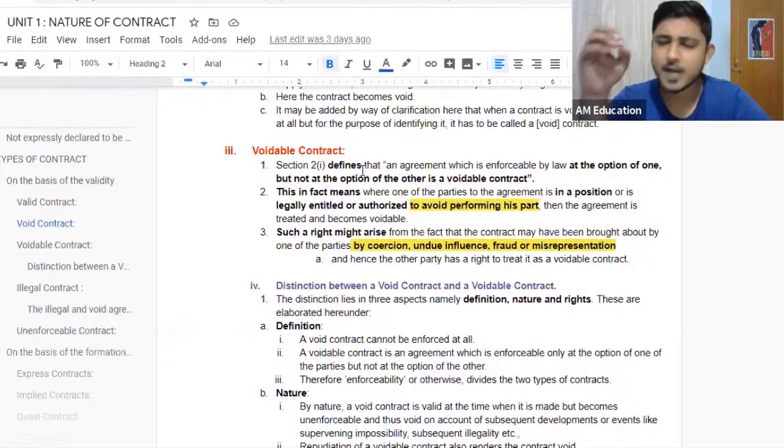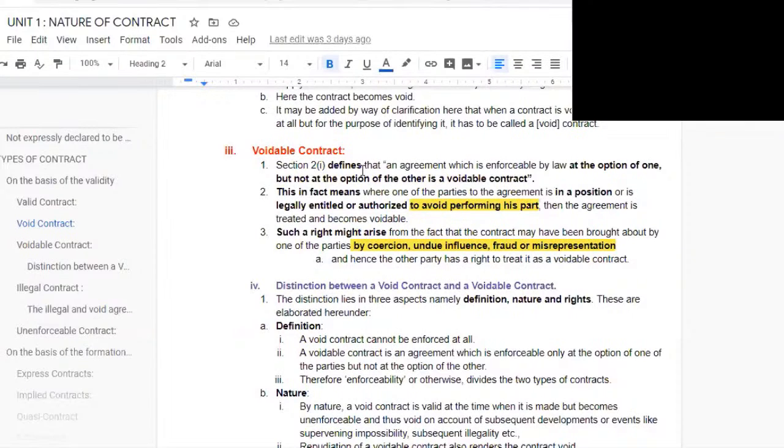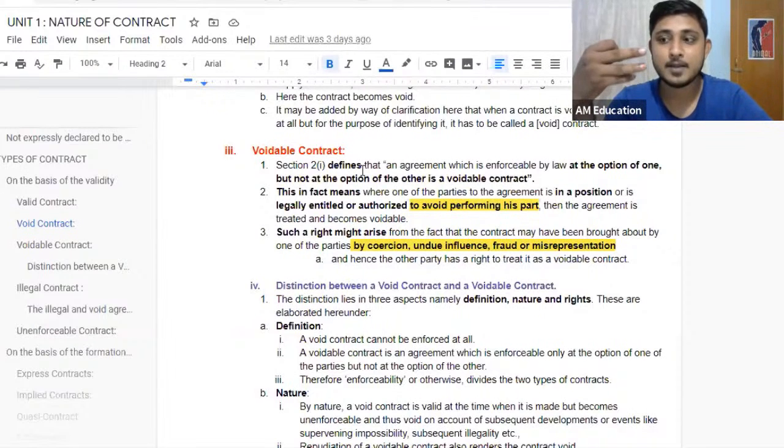Bhavani, can you give me straight away three definitions of valid, void, and voidable? Can you describe the three definitions of a valid contract, a void contract, and a voidable contract?